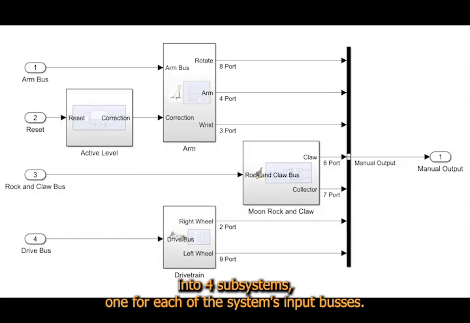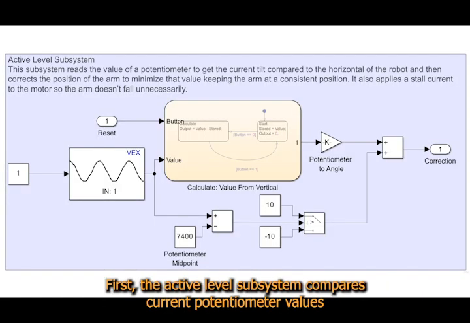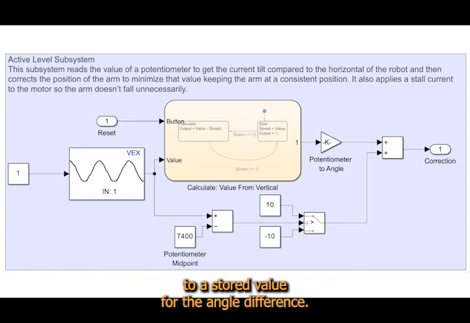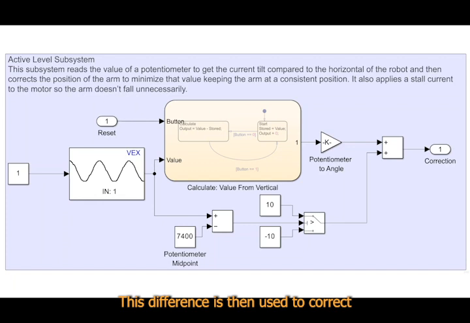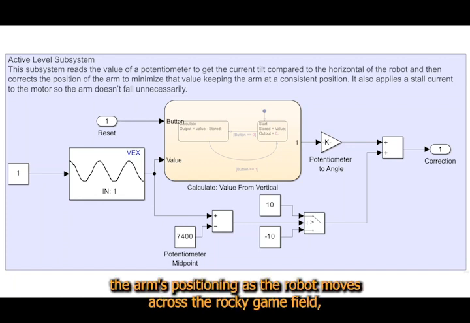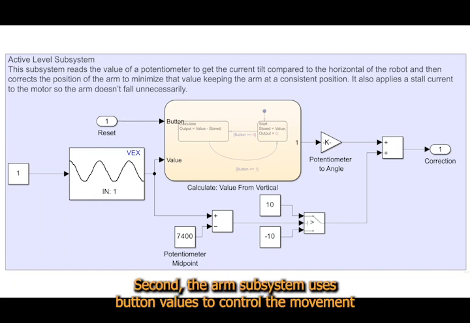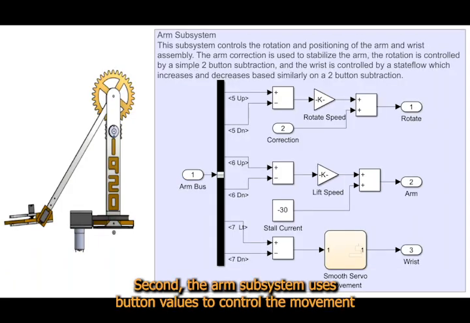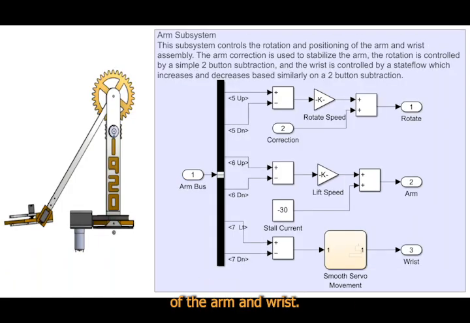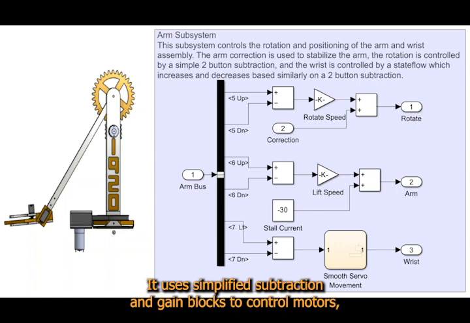the system's input buses. First, the active level subsystem compares current potentiometer values to a stored value for the angle difference. This difference is then used to correct the arm's positioning as the robot moves across the rocky game field, with a stall current to help stabilize this process. Second, the arm subsystem uses button values to control the movement of the arm and wrist. It uses simplified subtraction and game blocks to control motors, and adds the arm correction directly to the final output.